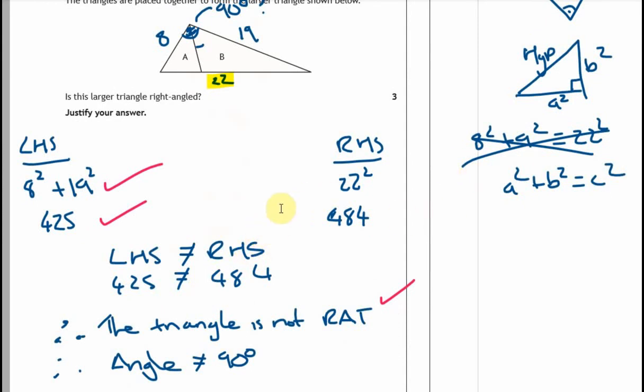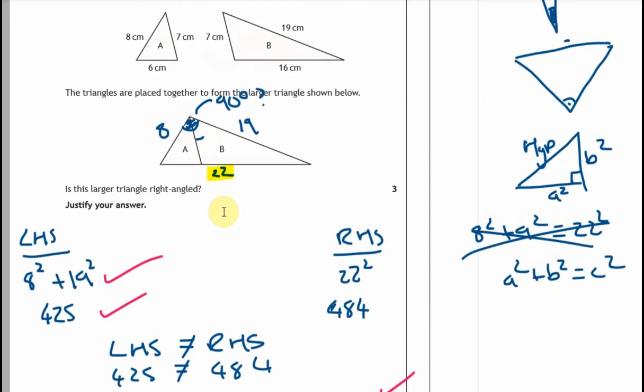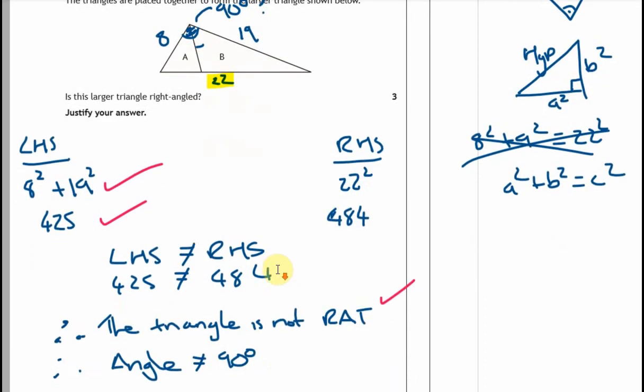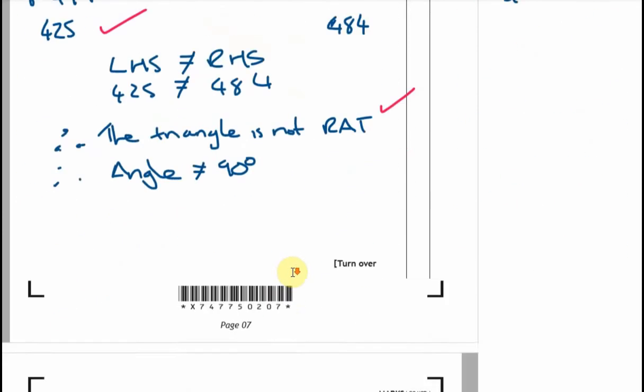Cosine would have been just as easy a way to do it as well, I think. Working out the angle, say it's not 90. The point with this, like I said, the big thing is just don't go in saying a squared plus b squared is equal to c squared. Okay, keep these calculations separately. Okay, so calculate, evaluate, and then make your conclusion. Okay, so yeah, good question. That nice wee 3 marks in the bag.